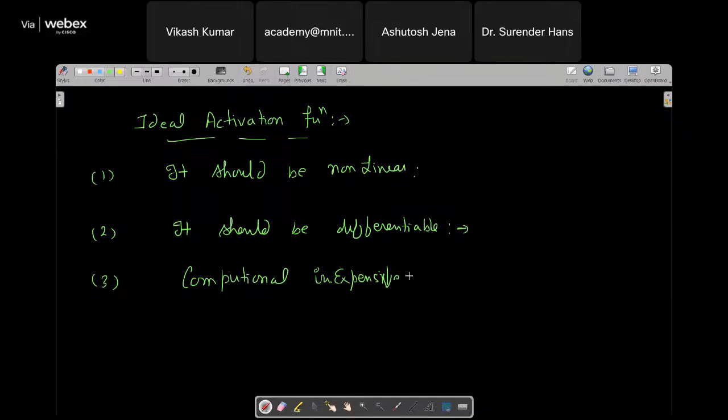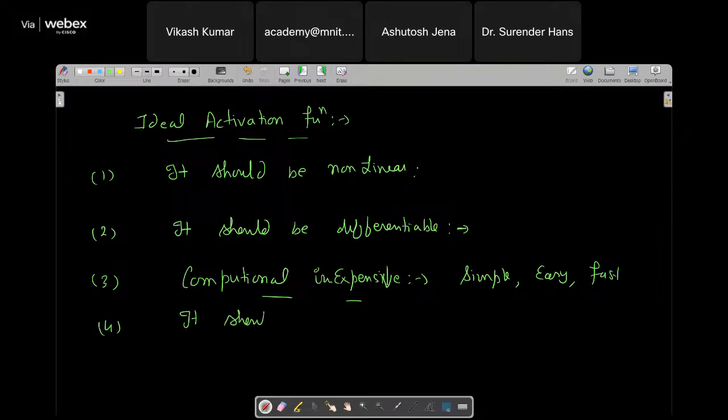Inexpensive means it should be simple, easy and fast, otherwise the training will be slow. Now the fourth one is, it should be zero centered, or you can say it should be normalized.